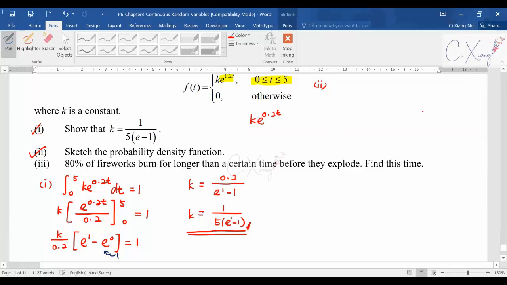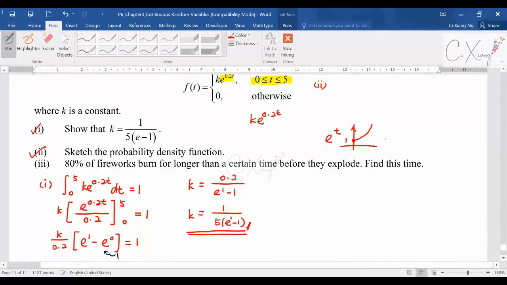Generally you need to know how to sketch the e^t first. To sketch e^t, your e graph is something like this. You learn it in chapter 2, pure maths. Because my domain is from 0 until 5, my e^t will look something like this. It will pass through the 1.